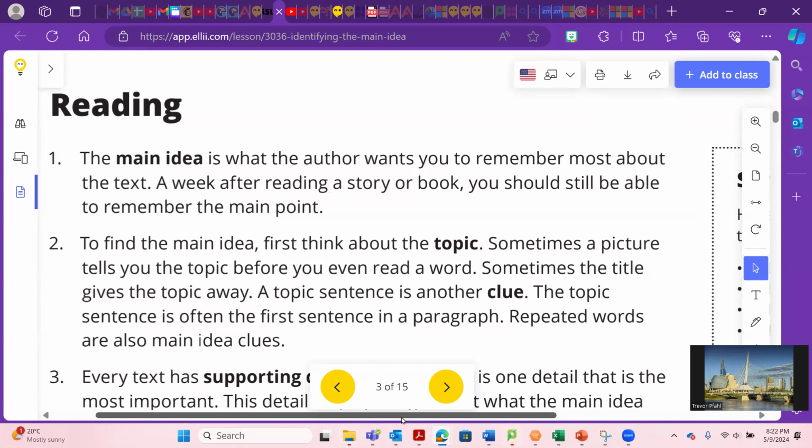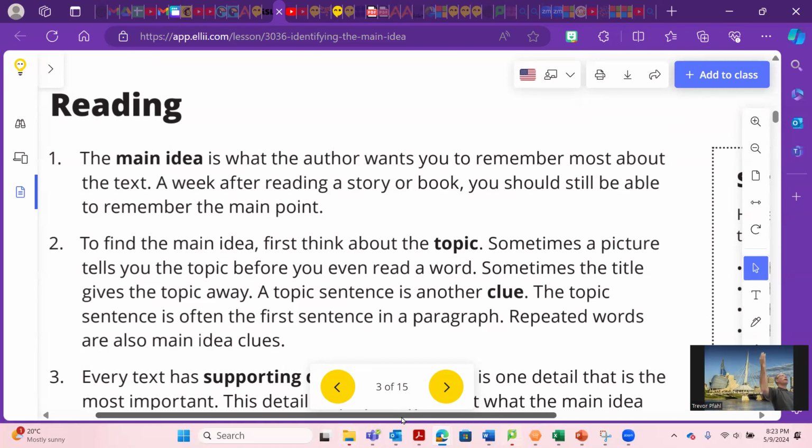So how do we find the main idea? First, think about the topic. A topic sentence is another, so I have this as a clue, another. So think about the topic, identify the topic sentence. And then as Vita said, repeated words are also a main idea clue.